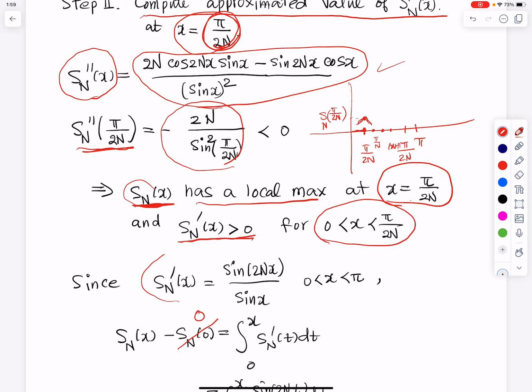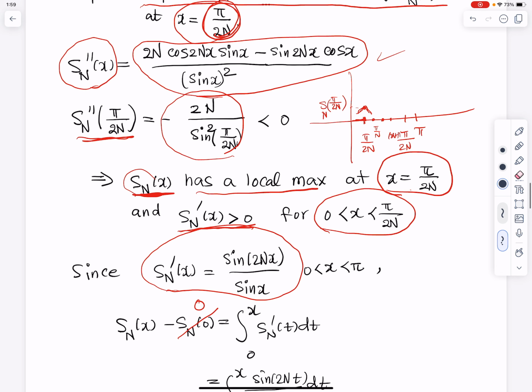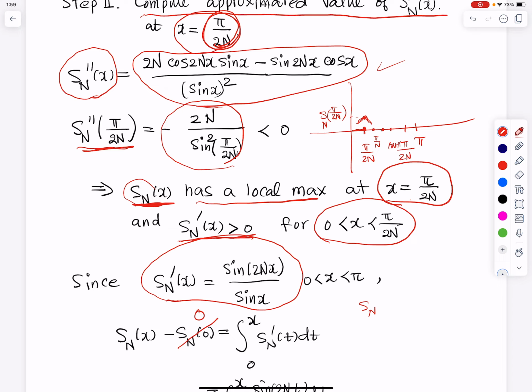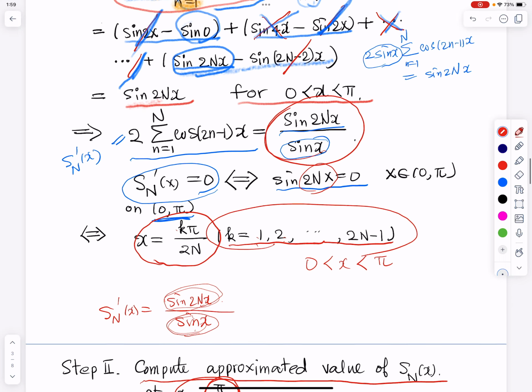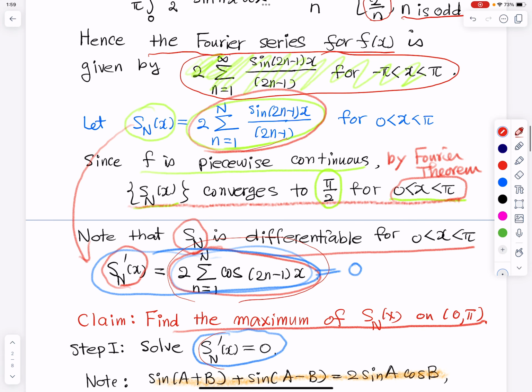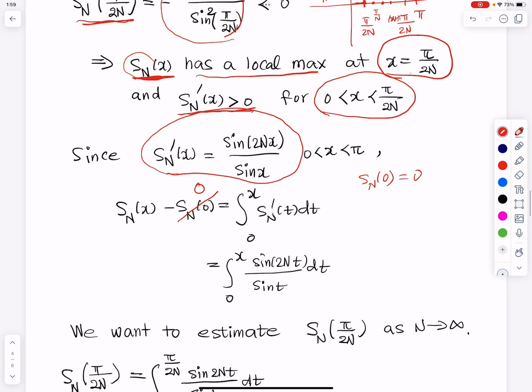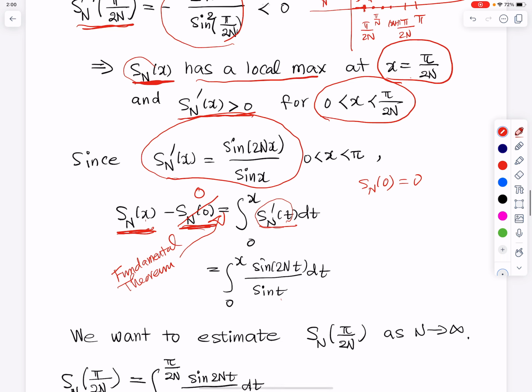And then I also look at Sn prime equals sine 2nx divided by sine x. And then we know that Sn of 0 is 0, because where is Sn x? Sn x is this. You plug in x equals 0, this is a 0 term, everything is 0. So what I'm doing is Sn x minus Sn 0. This is using the fundamental theorem of calculus. I get the integral from 0 to x of Sn prime t dt.